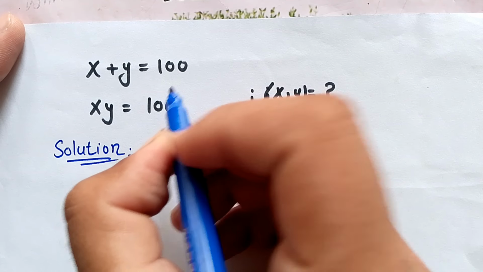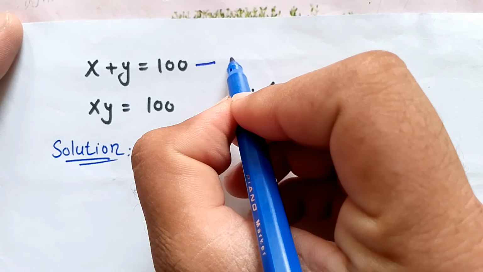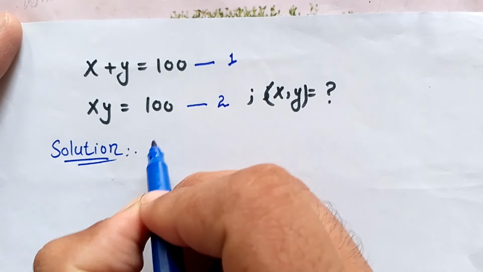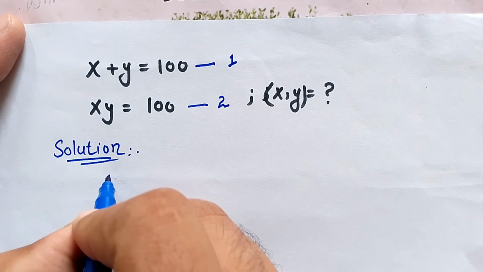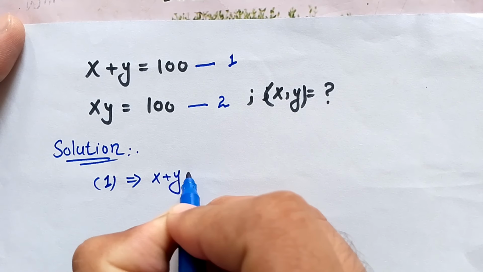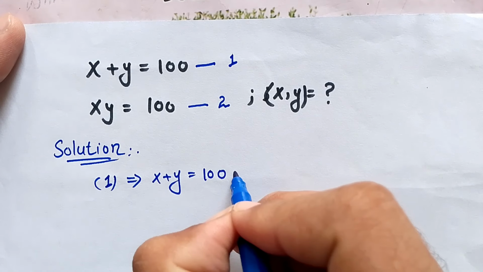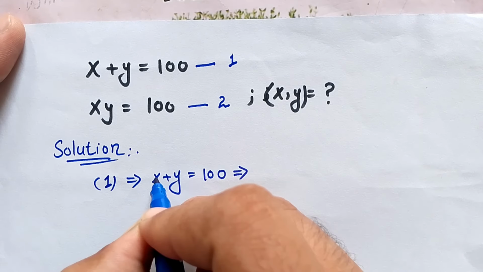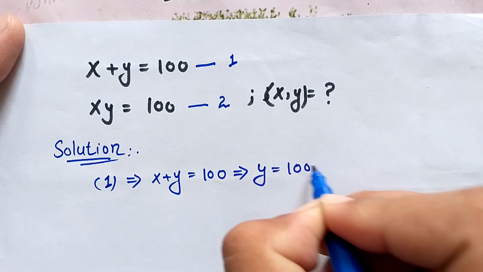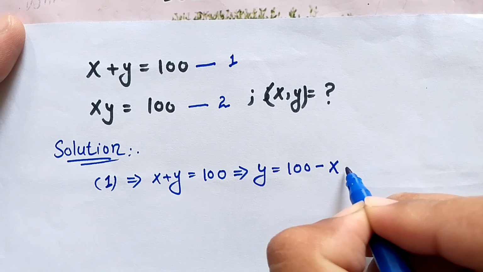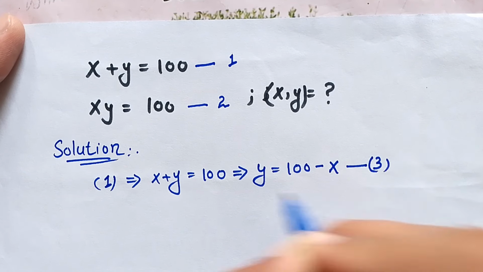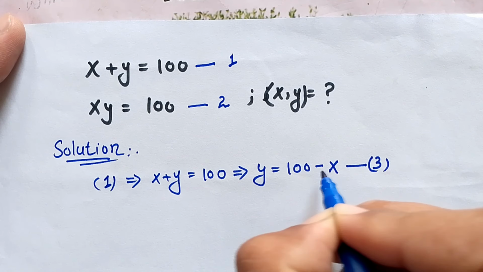To solve this interesting question, let's suppose this is our equation number 1 and this is our equation number 2. Now from this equation number 1, which is x plus y is equal to 100, here we have to move this x to the right side, so this will become y is equal to 100 minus x. Let's suppose this is our equation number 3, which is y is equal to 100 minus x.